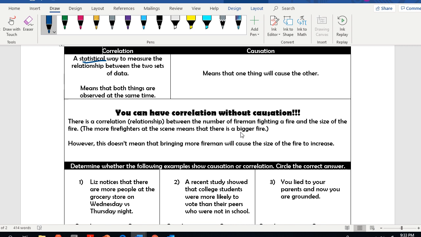It means that both things are observed at the same time. Okay, we're going to talk about this in just a second and get a good example, hopefully. Causation means that one thing will cause another.